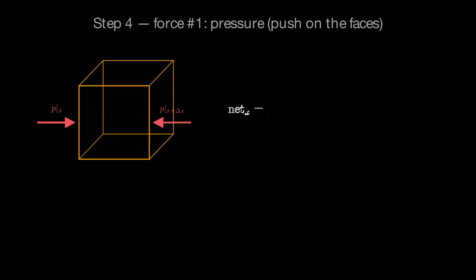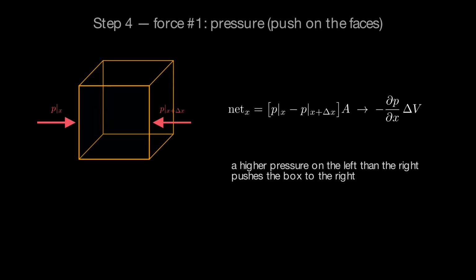Now the forces, starting with pressure. Pressure pushes inward on every face. The pressure on the left face pushes the box right. The pressure on the right face pushes it left. If it's higher on the left than the right, the box gets pushed right. And because the cube is infinitely small, that net push becomes minus the gradient of pressure times the volume.